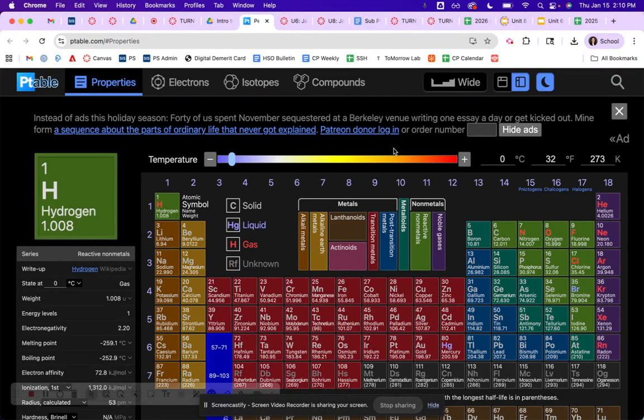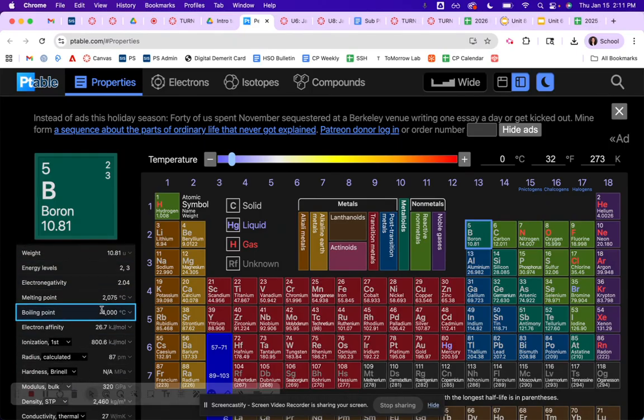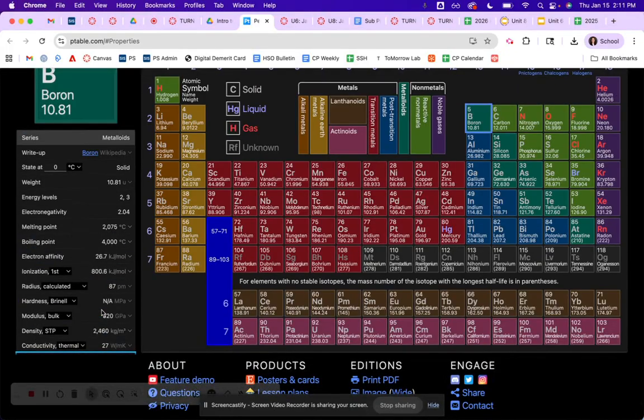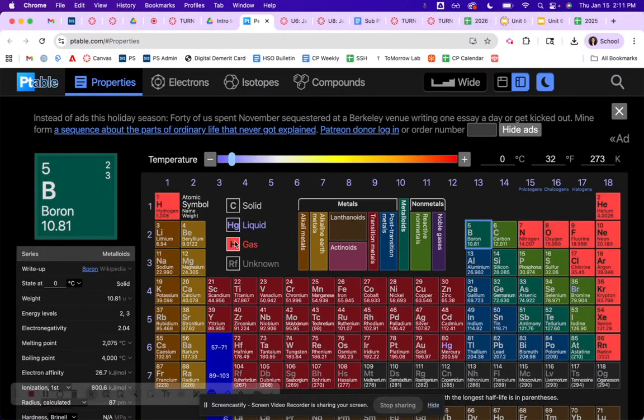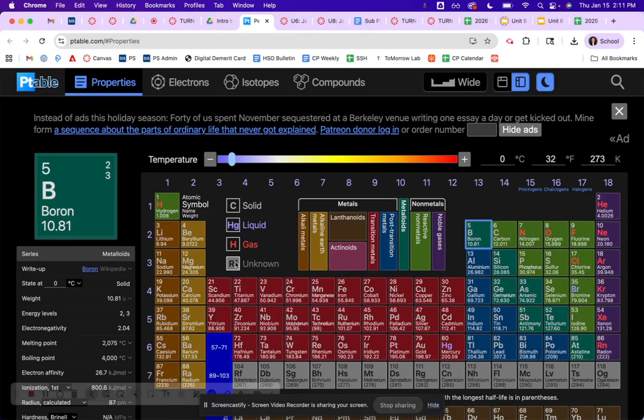It is a really great thing, but what I love about it is that when you click on anything, for example, if I hover over boron and click on it, I can now go here and it will give me a bunch of information on boron. I can see the melting point, boiling point, things like that. What's also nice is you can see what are my liquids, what are my gases. Unknown is typically radioactive. They don't exist long enough for us to really know.